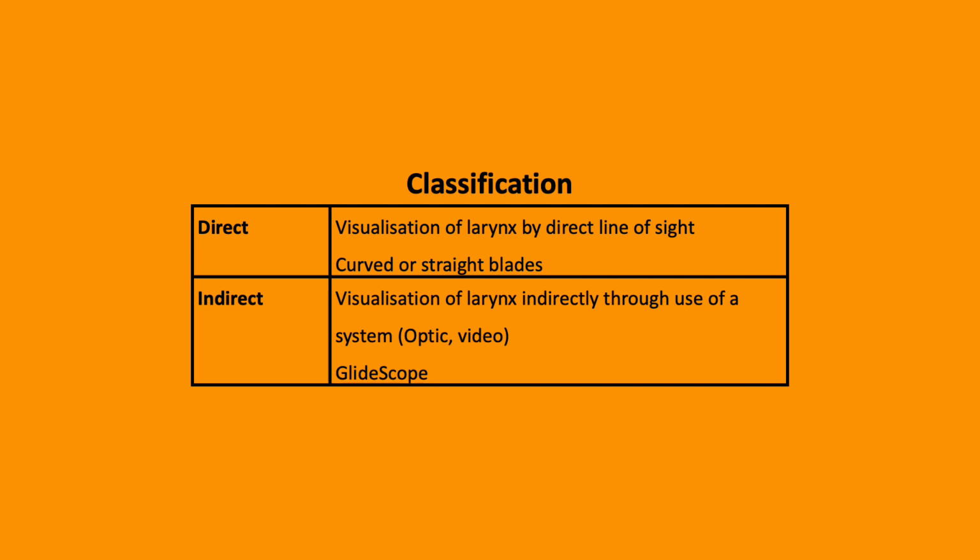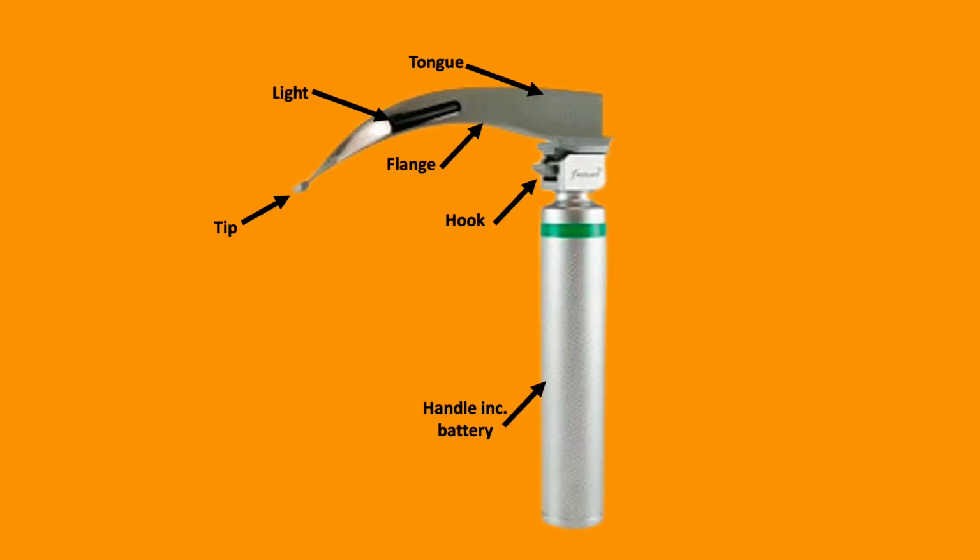Direct laryngoscopes allow direct visualisation of the larynx in sight. These can be curved or straight blades. Indirect laryngoscopes allow visualisation of the larynx by the use of specialised systems, i.e. optic or video, an example of which is a gyroscope. This presentation will primarily cover direct laryngoscopes.